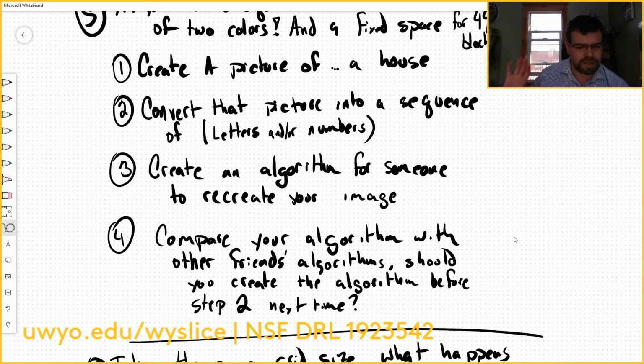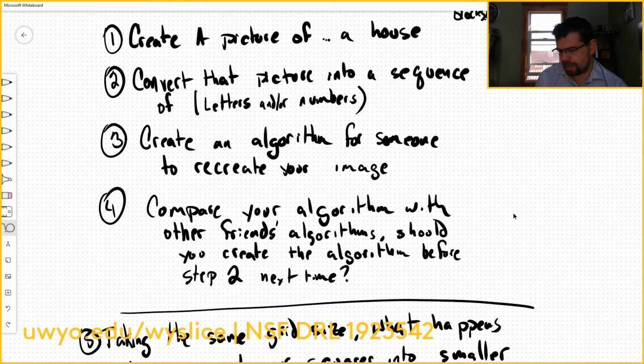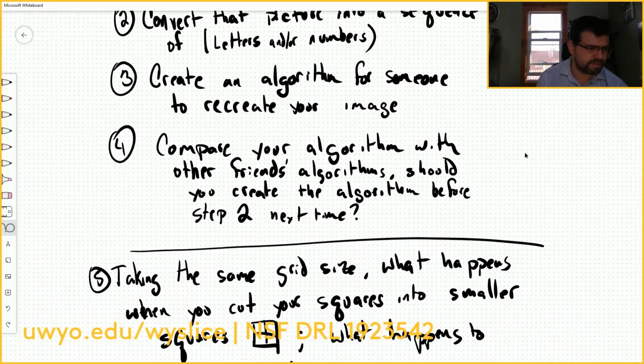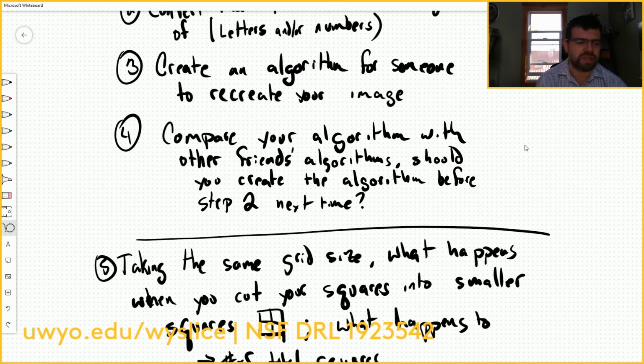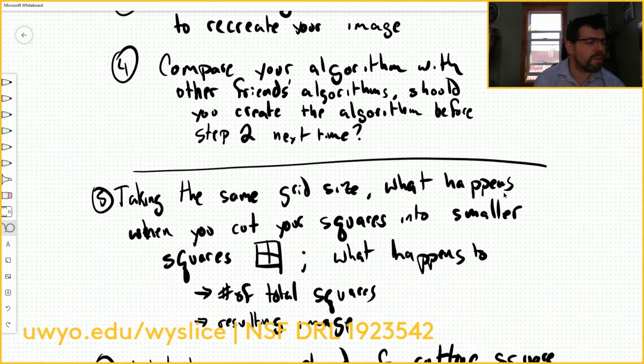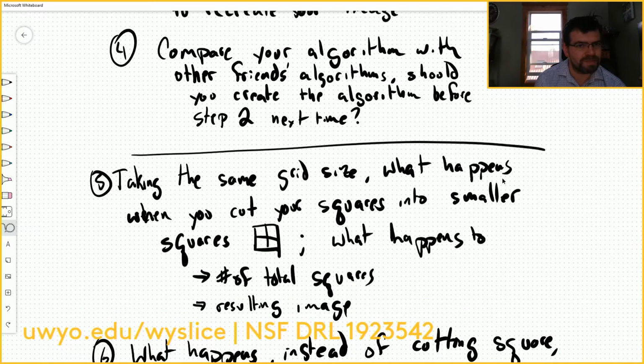Basically, create your image with this fixed size square, rectangle, whatever. Next up, what happens if you take the exact same overall size, so you can't change that, but you were to cut your squares into smaller squares? What happens to your total number of squares? What happens to the resulting image? What can you do now? Is your image different in some way? What are the implications of doing this for all the steps beforehand?